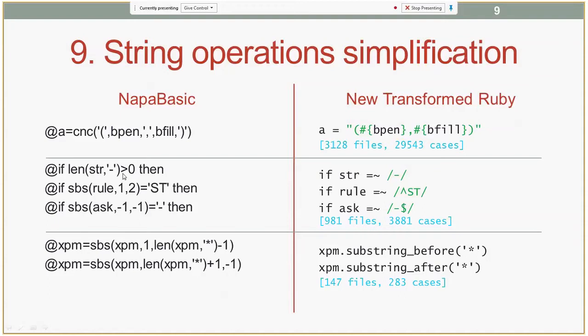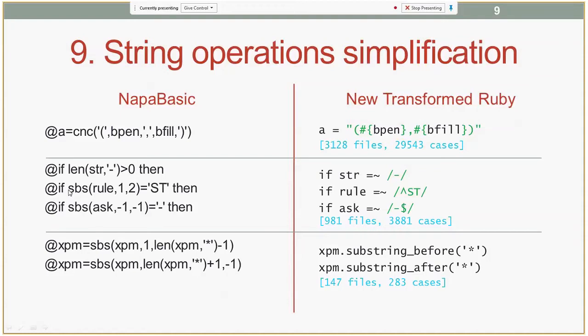Then if you want to check in NapaBasic whether a string includes a substring, you must use this rather awkward len function. And you must check whether the length of the string and the substring is greater than 0. It's not very apparent to a new programmer of NapaBasic that this means checking a substring. Whereas now we are using the powerful Ruby regular expressions and transform this into a test of a regular expression with the substring.